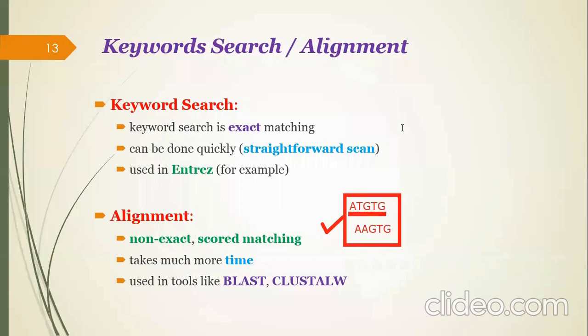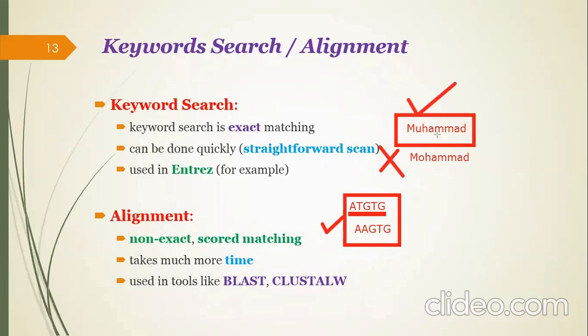Yes, sir. So in keywords, what it will do, like I have a sequence, this name. It will search the exact name rather than the sequence. It will not give us a result like MOHA. If I write MUHAMMAD, it will search for the exact name, exact term. But in alignment, it can give us this thing as well. Is it clear now or not? Yes, sir.